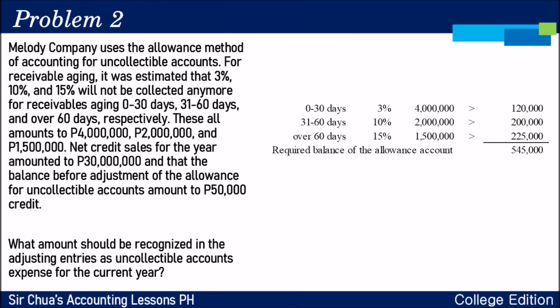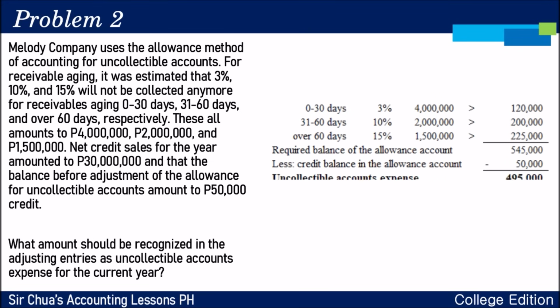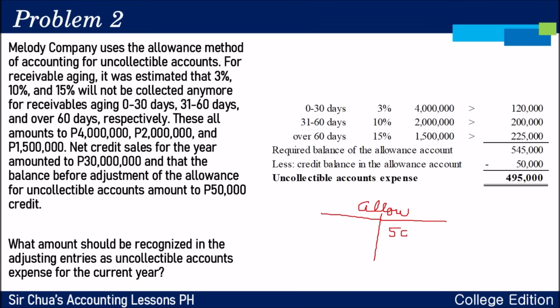Okay? So what you will do is you will deduct the credit balance na naiwan dun sa T account before adjustment, in order for you to determine the proper amount that should be recorded in the adjusting entries, which is 495,000. Bakit? Kung ang T account mo, sige, magdo-drawing ako since hindi ko nalagay sa slides. Okay. Kung ang T account mo ng allowance account ay ganito. Okay? Allowance. Ganito daw po itsura, may 50,000 dun sa credit before adjustments.